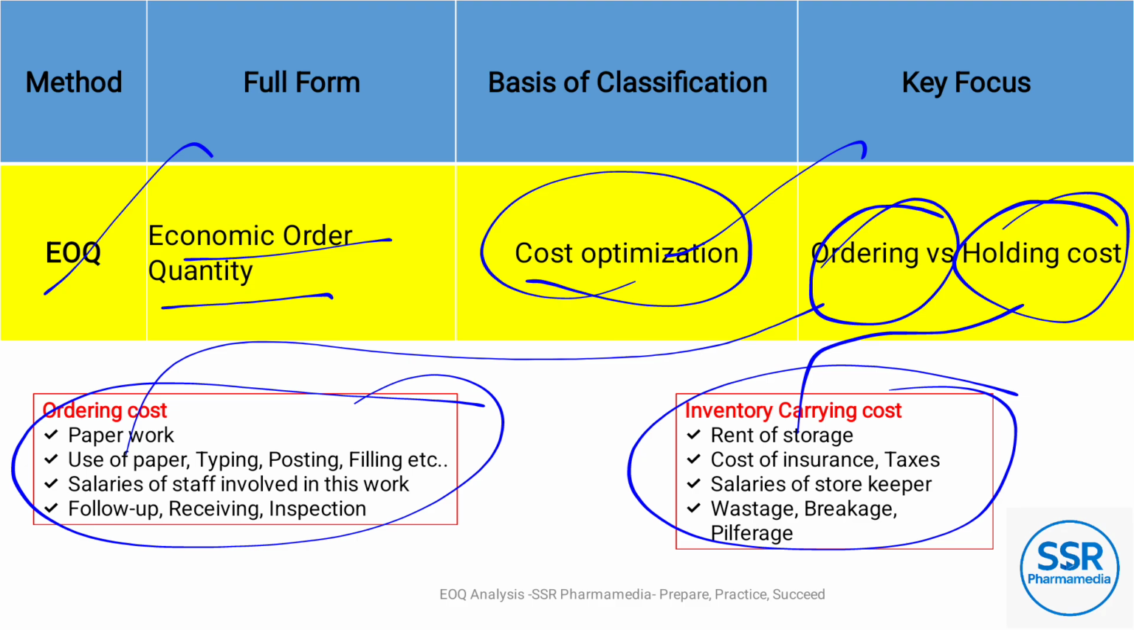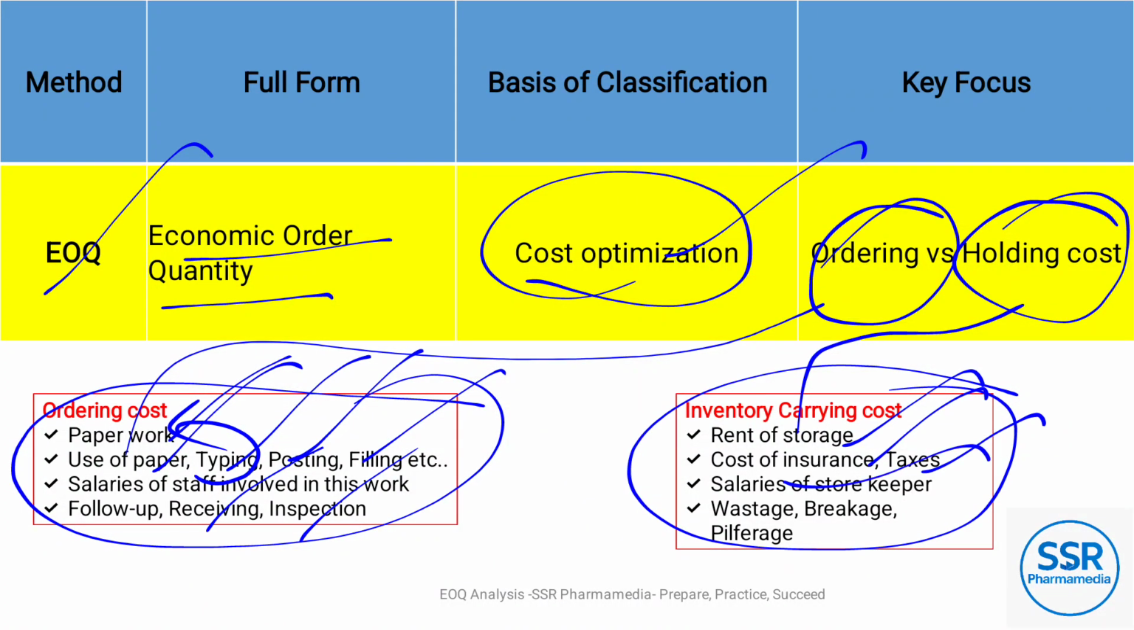So ordering cost means the cost incurred for placing an order, like paperwork, use of paper, typing, posting, filing, salaries of staff involved in this paperwork, and follow up, receiving, inspection. So these are all called ordering cost. Similarly, inventory carrying cost means rent of storage, cost of insurance, taxes, salary of storekeeper, wastage, breakage, and pilferage. So you must know about ordering cost and inventory carrying cost because it's very, very important in EOQ analysis.